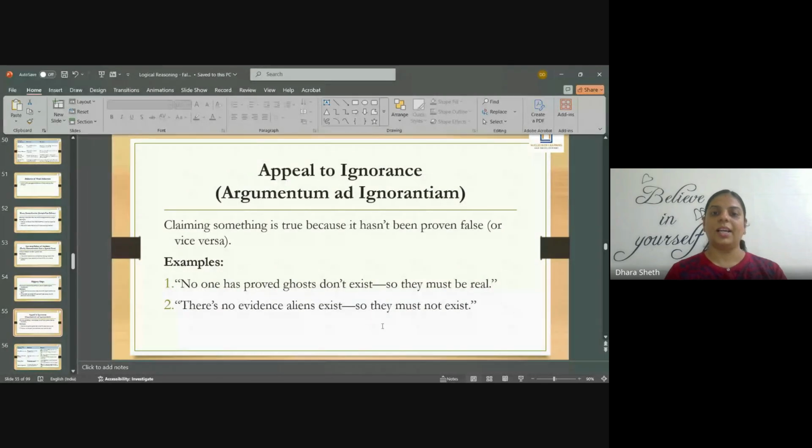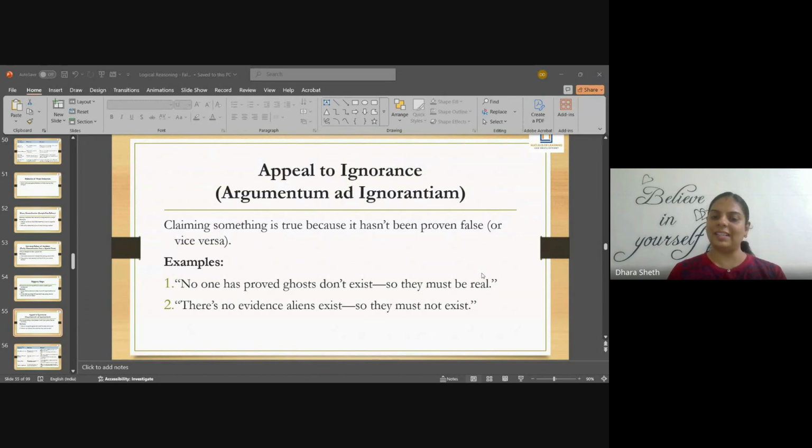Okay. Next, appeal to ignorance, argumentum ad ignorantiam. Okay, all these argumentum ad words, they come from the Latin language. Claiming something is true because it hasn't been proven false or vice versa. No one has proved ghosts don't exist, so they must be real. No one has proved ghosts exist, so they must not be real. Both of them are wrong. Appeal to ignorance. There is no proof for their existence, so they must not exist. That is appeal to ignorance.